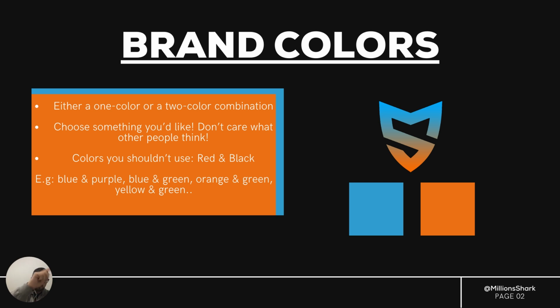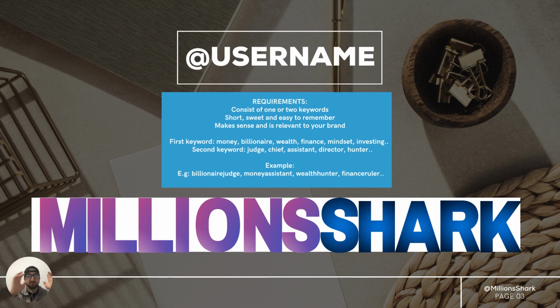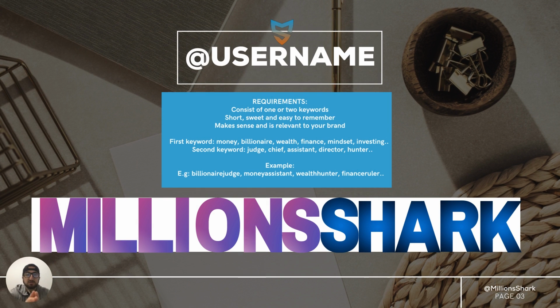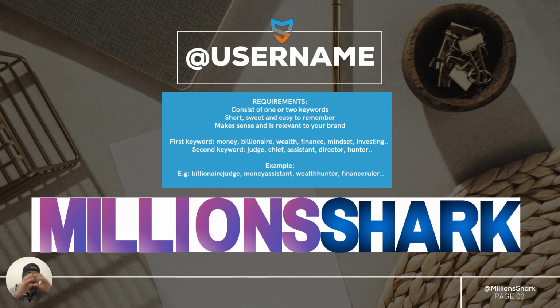Once you have your color combinations, the next thing you want to do is focus on a username. As you can see, a username is something that is going to be your brand. So it's going to be you in general. So I chose Million Shark. It's a power first word and a power second word. There are a lot of other ones out there, like some of the ones that I did: my mentor, billionaire judge, money assistant, wealth hunter, finance ruler.